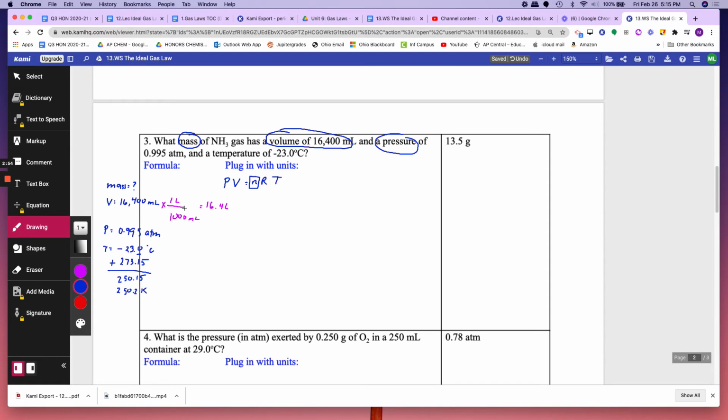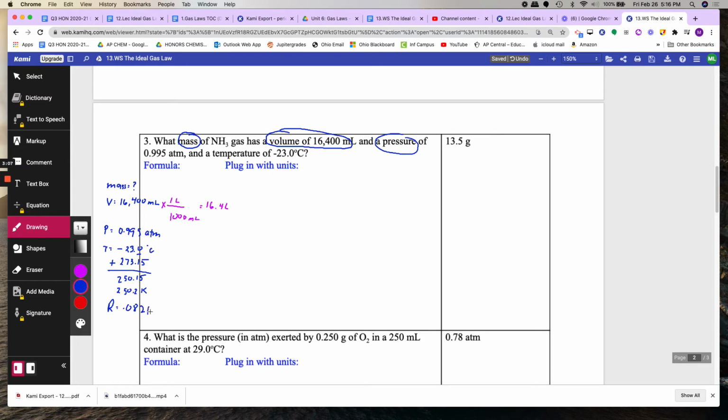Okay, so here's the formula. I also know what R is. R is equal to 0.0821 L ATM per Kelvin mole. Okay, so my formula is PV is equal to nRT. Once you convert everything, it's very easy. Pressure is 0.995. Volume is 16.4 liters. Is equal to, I'm going to solve for moles because that will lead me to grams, which is what they want. They want grams. And then R is 0.0821 L ATM per Kelvin mole. Please make sure you write all those units. And temperature is given here, 250.2 Kelvin.